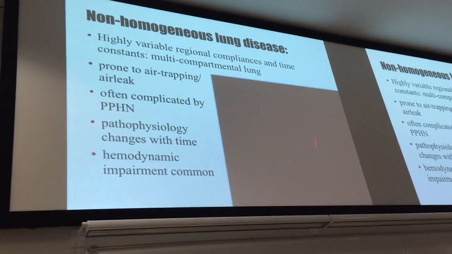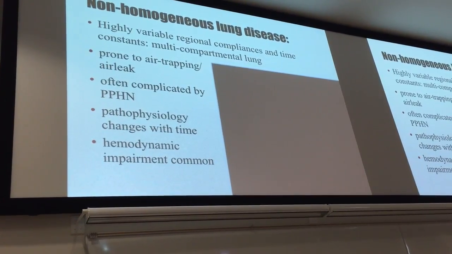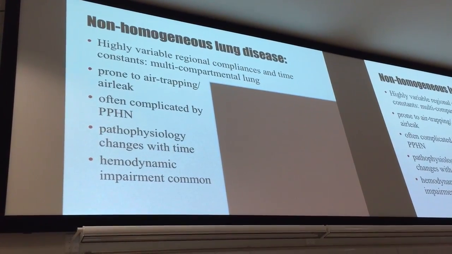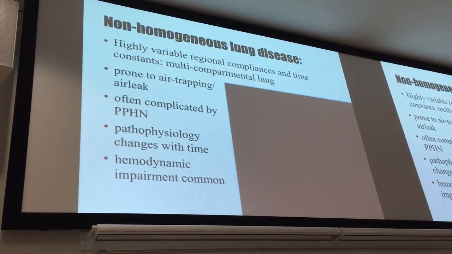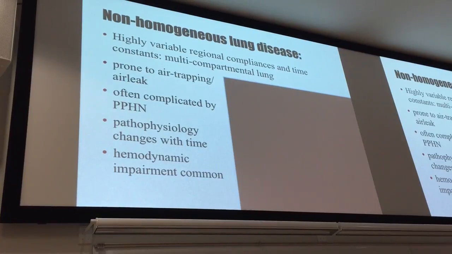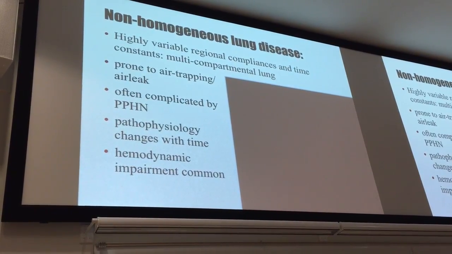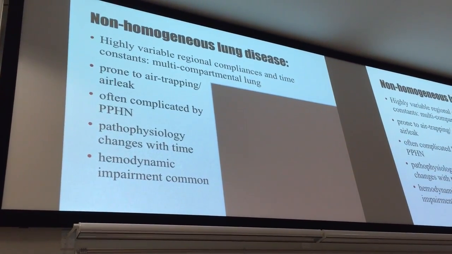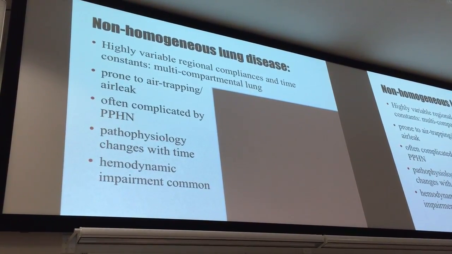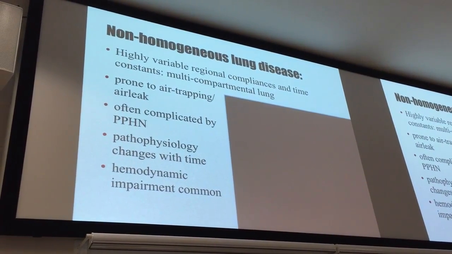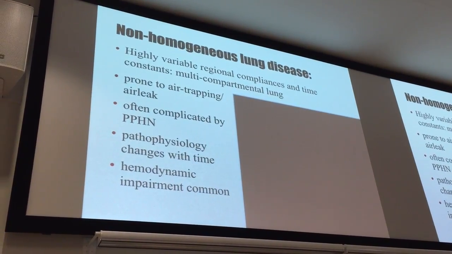Yeah. So imagine a bad aspiration, meconium aspiration X-ray. You all know what it looks like. You're not missing out. So what do we have here? What's the problem? Well, we have highly variable, very different regional compliances and time constants. We have slow compartments, we have fast compartments. Some are over-distending, some are atelectatic. Very prone to air trapping, so increased airway resistance. We often have coexisting pathophysiologies, which change over time. And of course, we very often are dealing with hemodynamic impairment. So this is a bitch to ventilate. This is a tricky lung to deal with.